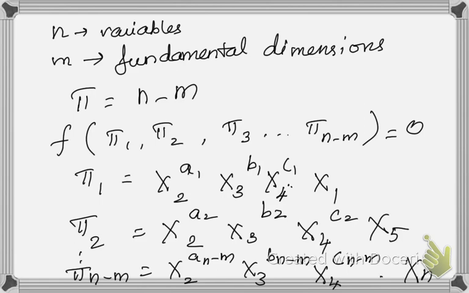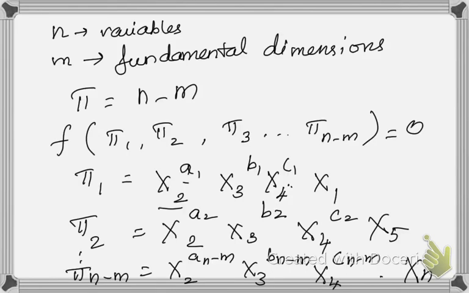This is how we have to write it, and each equation should be solved by means of dimensional homogeneity, and the values of a1, b1, c1 etc. can be obtained. We have to solve the equations to get the values of these arbitrary powers a, b and c. Then we substitute them in the pi equations to get the values of pi 1, pi 2 up to pi n minus m.